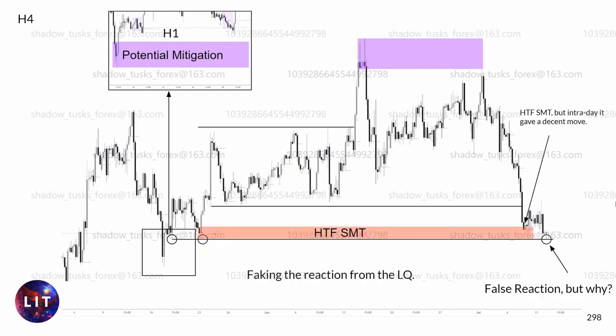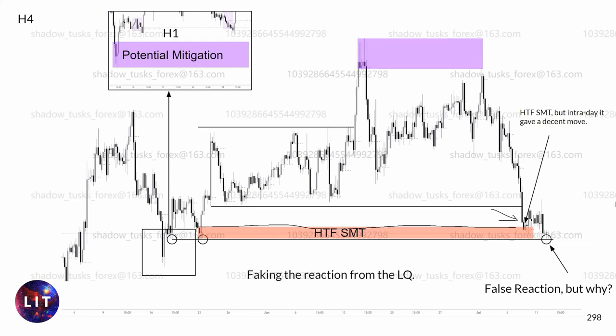Okay, so there you go. Obviously, with our higher time frame SMTs, it will still give a decent move on the intraday. So this is an example where you can absolutely trade. If you expect that you have a higher time frame SMT, you can absolutely trade it, but you just have to know, okay, I am in SMT, so overall I'm trading the pullback.